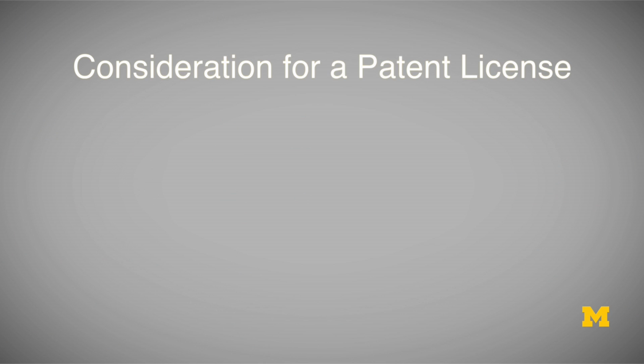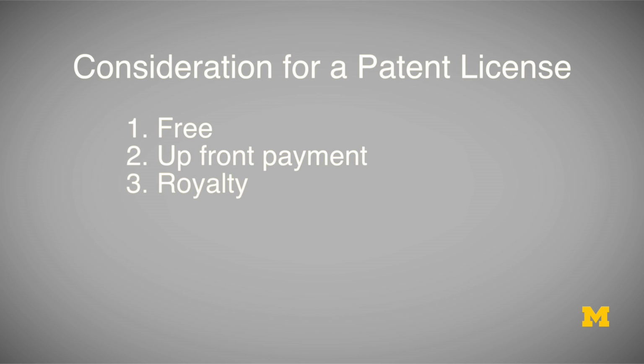Now, consideration for a patent license can take any form. A license can be granted for free. There doesn't have to be any financial consideration coming back. Or there can be an upfront payment. There can be a royalty. For example, you as the licensor can collect a certain percent of the licensee's net sales of products that are covered by your patent rights.